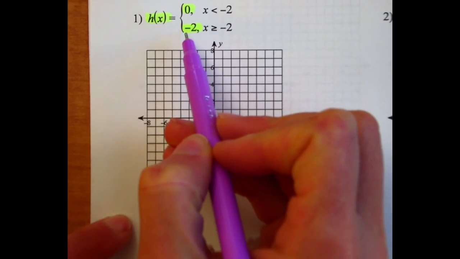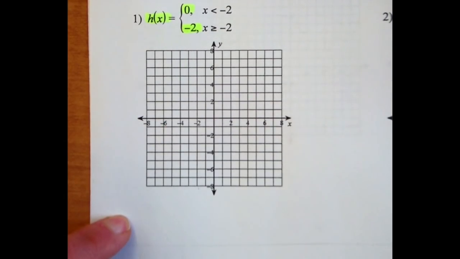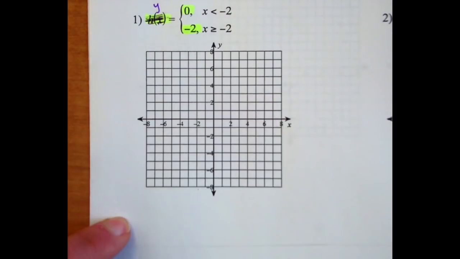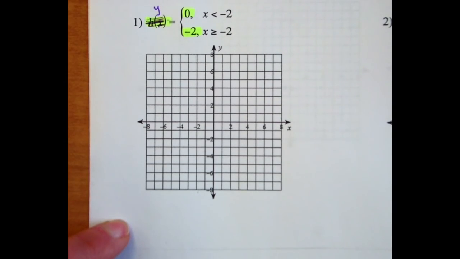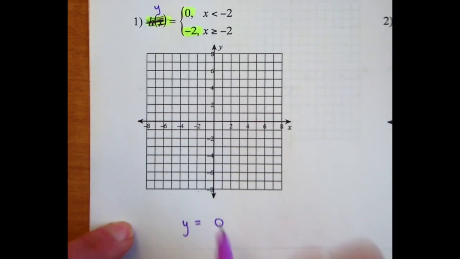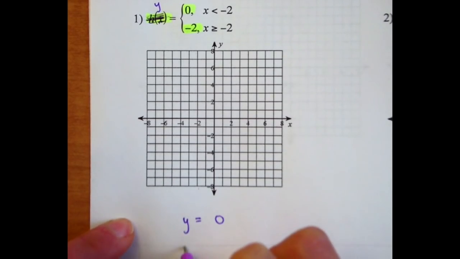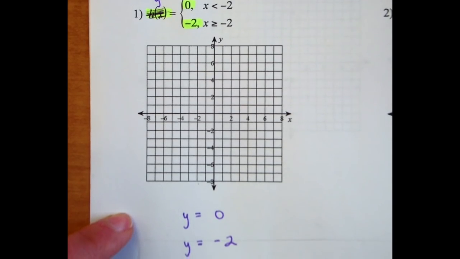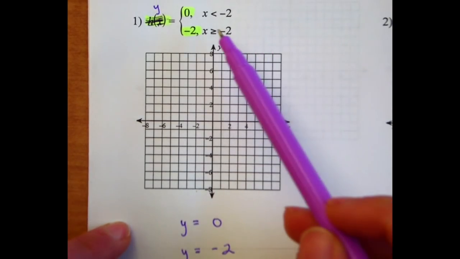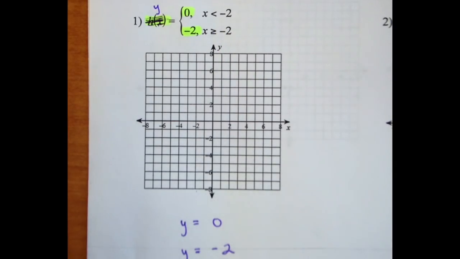For the sake of ease, it's easier for me if I just replace the h of x with a y. It means the same thing. So I'm going to do that to make it easier. So I have two equations, y equals 0 and y equals -2. I have to figure out how to graph these two equations, and then I'm going to worry about what the second part of this is telling me later on.